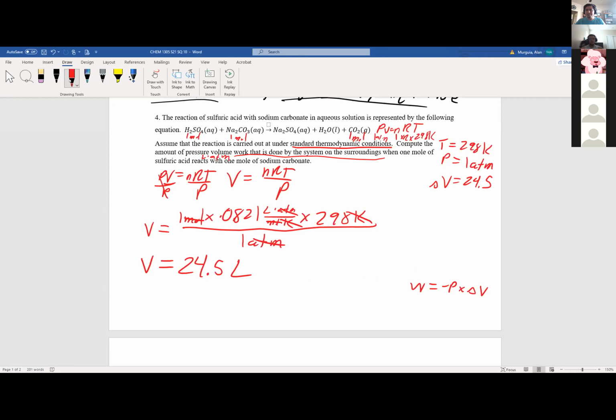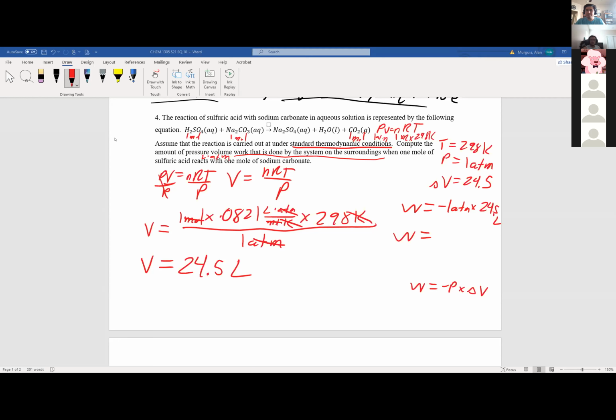So now that we have values for our pressure and our change in volume, now we can plug it into our work. So we have work is equal to -1 atm times 24.5 liters. So what would my work now equal to? This is before converting to anything. Let's see. All right. So I would multiply these two. So what would my answer be, and what would my new units be?